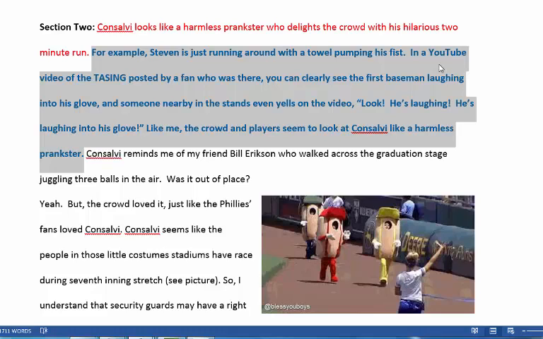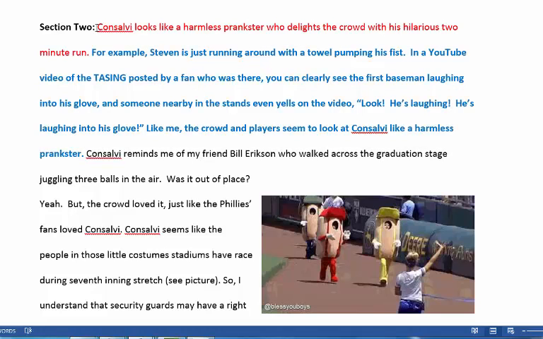In a YouTube video of the tasing posted by a fan who was there, you can clearly see the first baseman laughing into his glove. And someone nearby in the stands even yells in the video, "Look, he's laughing into his glove." Like me, the crowd and players seem to look at Consalvi like a harmless prankster. Hey, that's a nice insert. And that's the I in PIES.